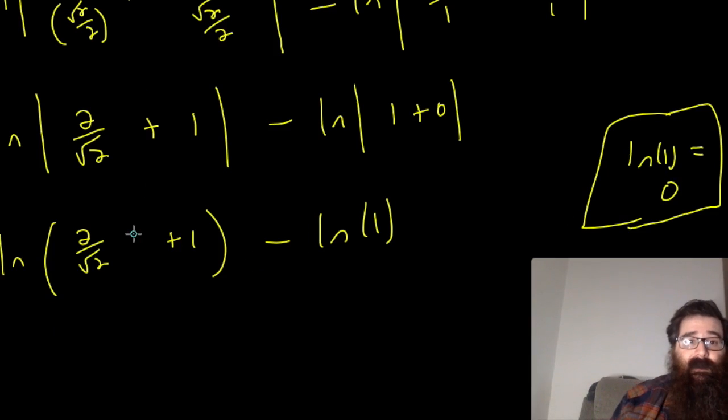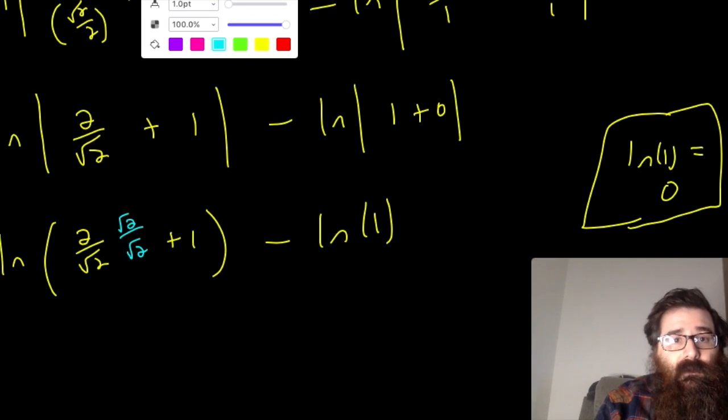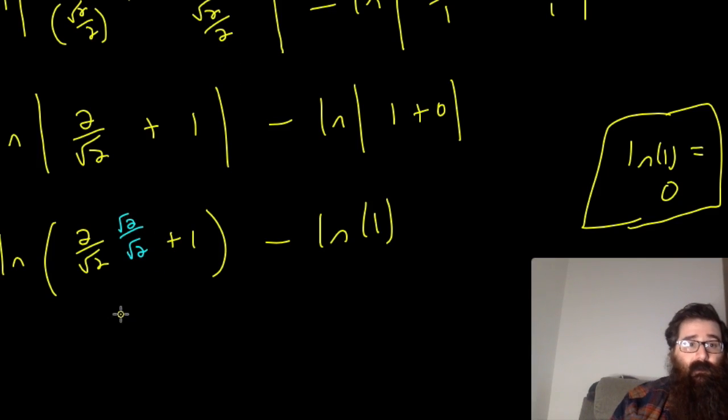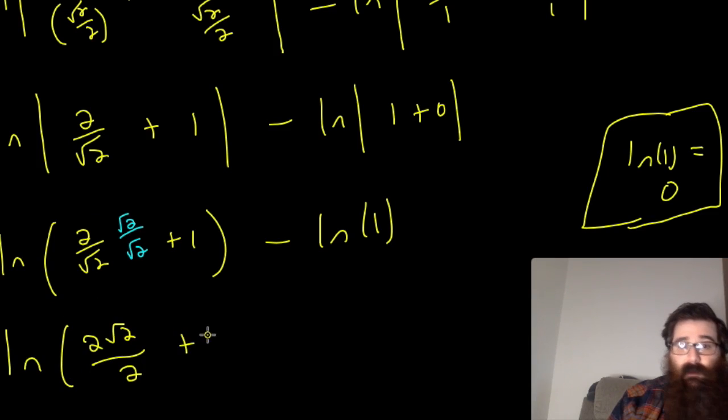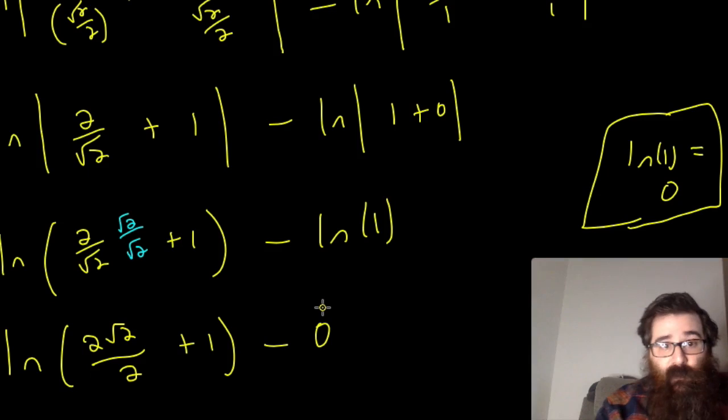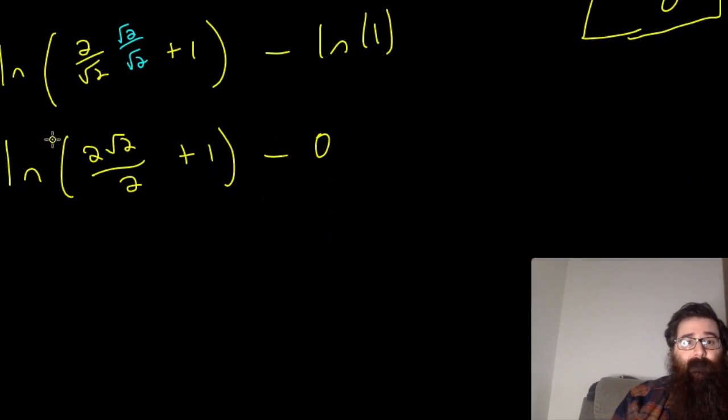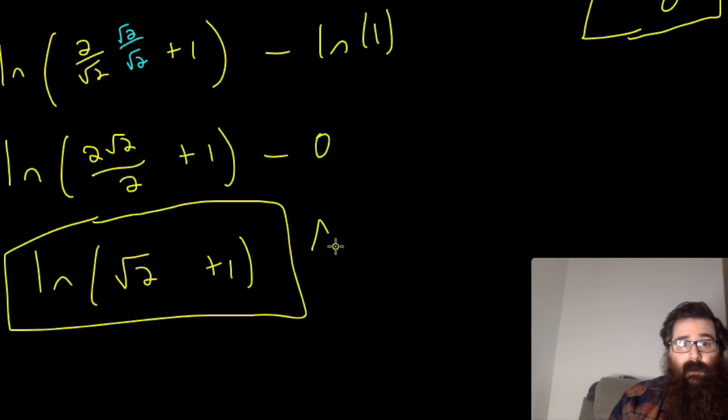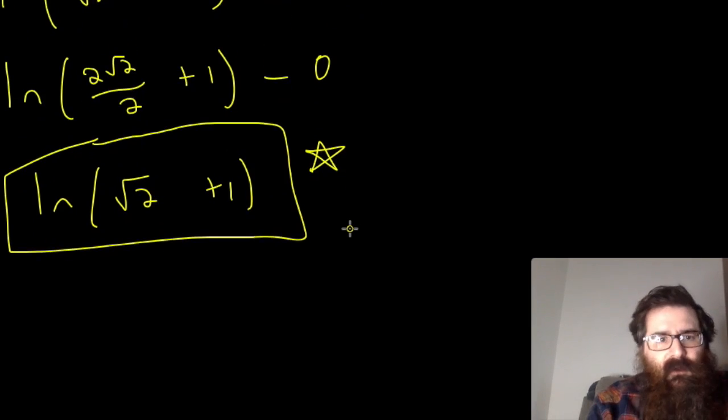I can rationalize the 2 over square root 2 just to make it look nicer. I could multiply by radical 2 over radical 2, just to that one term, just to clean that one up. Natural log of, now I'm going to have 2 square root 2 all divided by 2, then plus 1, then minus ln of 1 is 0. And maybe just one last step here, we can get rid of the 2 over 2, so we get natural log of square root of 2 plus 1 would be our arc length. Really cool example. I like this one a lot.